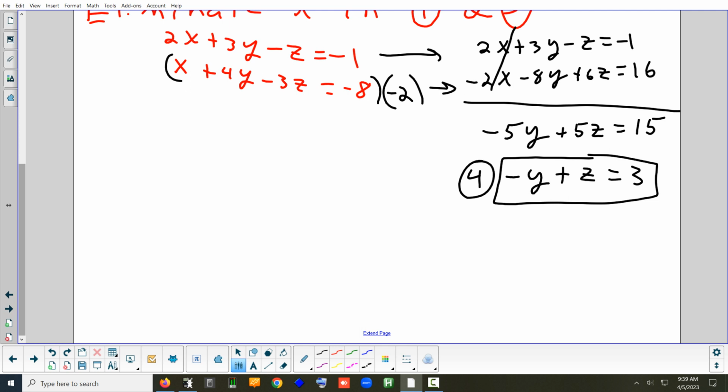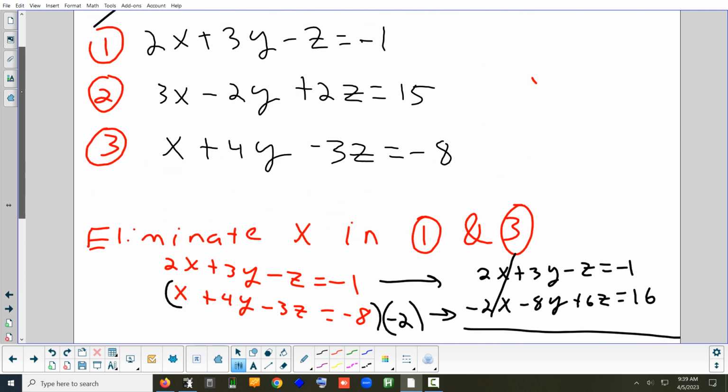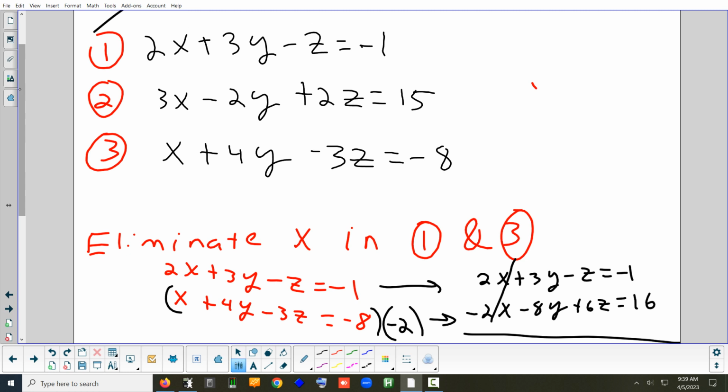Now my goal is to get one more equation like this with just a y and a z in it. Because if I can get one more that just has 2 letters in it, then I can solve this just like we did the last problem. I'll have 2 letters, but I need 2 equations. So we eliminated x from equations 1 and 3. We need to eliminate x again. But don't use equations 1 and 3. What equations could I use to eliminate x again, besides 1 and 3?